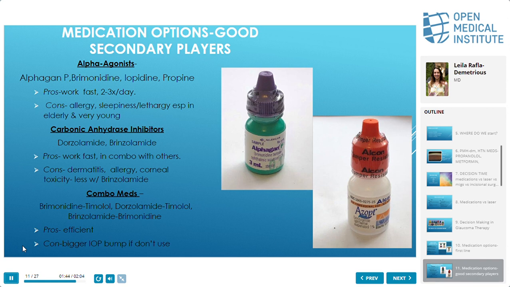they work well. And then combination medications like brimonidine timolol, dorzolamide timolol, and brinzolamide brimonidine are great because you can combine 2 medications into 1 bottle, but the cons are they are more expensive, and if the person does not use that bottle, they've just missed 2 medications rather than 1.